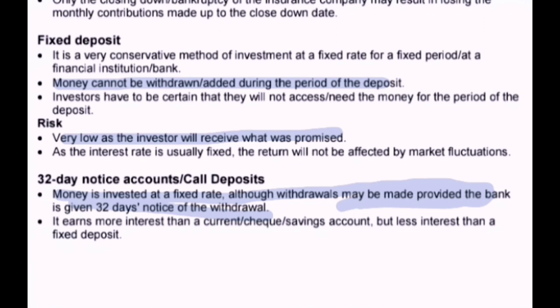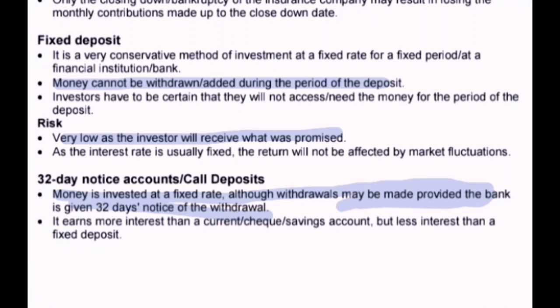Okay, fixed deposit. Money cannot be withdrawn during the period of the deposit, whereby here you have an agreement that I invest this money and I will not withdraw it until a certain period of time. Then let us move to the risk of it. The risk of what? Fixed deposit. Very low, as the investor will receive what was promised. Okay, the risk is very low because they will give you your money, even if you promise them that you invest this money to buy a house, and then you are craving for alcohol and take that money.